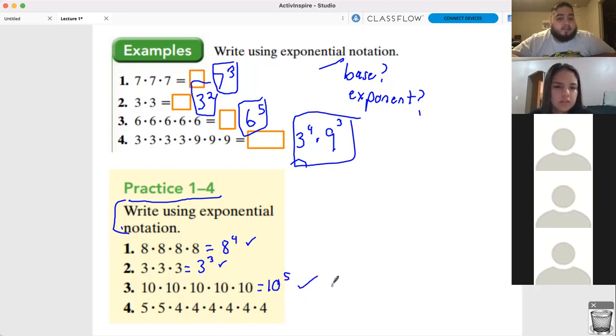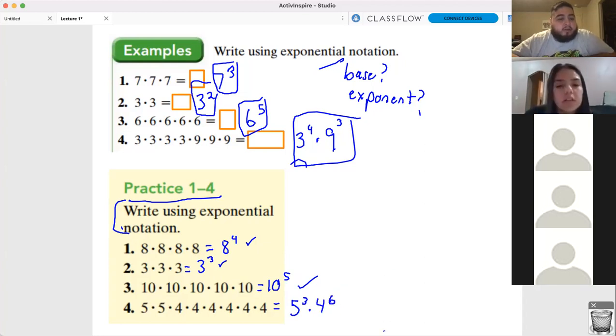That is correct. Ooh, number 4. The plot thickens. Do I have any daredevils that want to share with their class what they thought number 4 was? Was it 5 cubed times 4 to the 6th? So 5 to the what first? 5 cubed. I heard 5 cubed times 4 to the what? 4 to the 6th power.